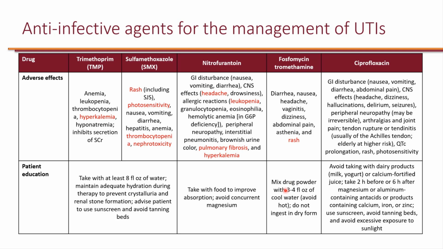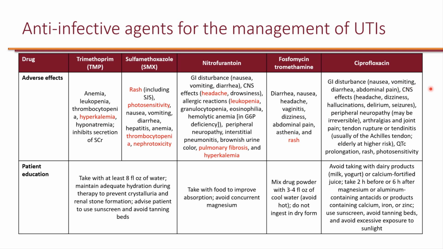Phosphomycin is currently available as oral packets that include powder, and the patients need to mix it with 3 to 4 fluid ounces of cool water, so it should not be done in hot water. And it can cause diarrhea, nausea, headache, vaginitis, as well as dizziness, abdominal pain, as well as rash.